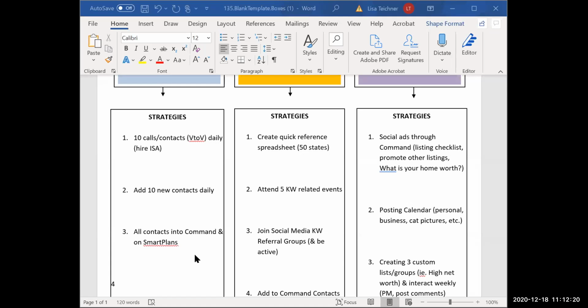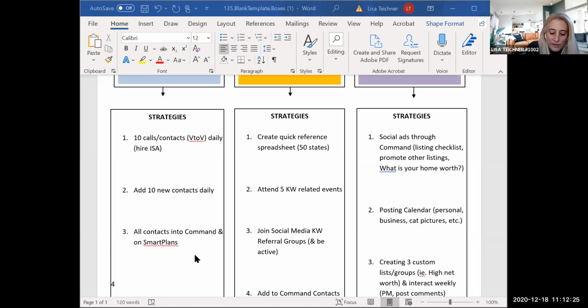Make sure all your contacts are in Command. Okay, so I need to get them into Command. So get into Command contacts. So what am I going to do? How do I get the contacts into Command? Literally, let's break this down. How do I get them into Command?